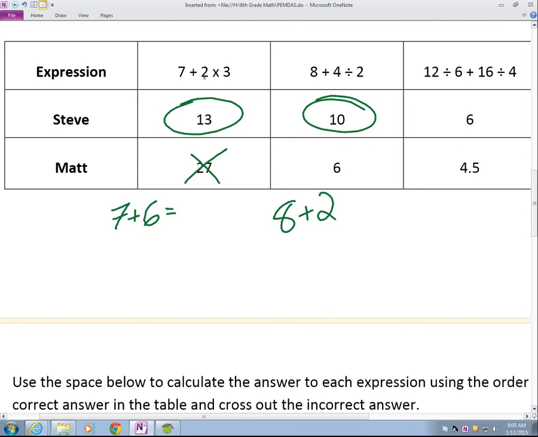Okay, then we have another one here where Matt's doing the wrong thing. He has 8 plus 4, which is 12. 12 divided by 2 is 6. See what he's doing there? Matt needs to get his stuff together.